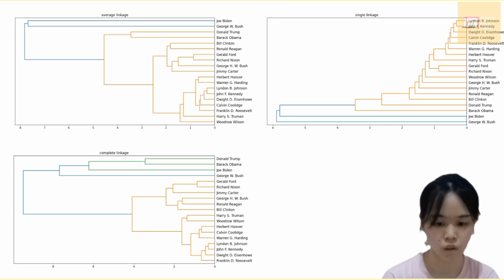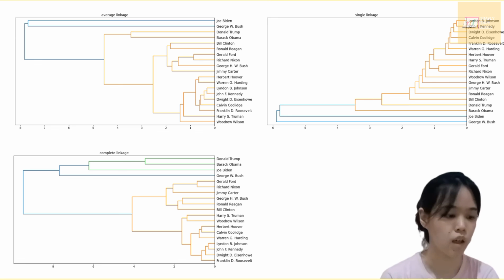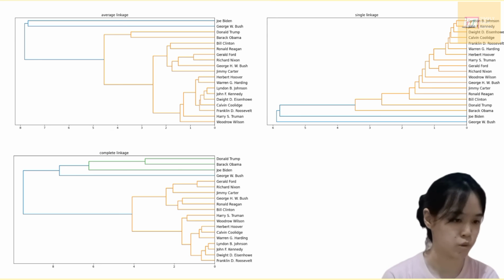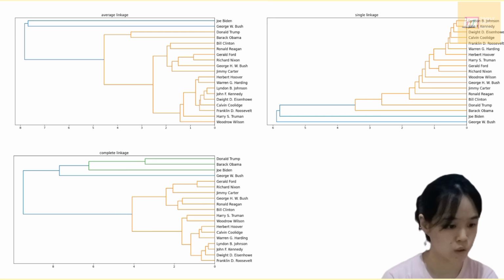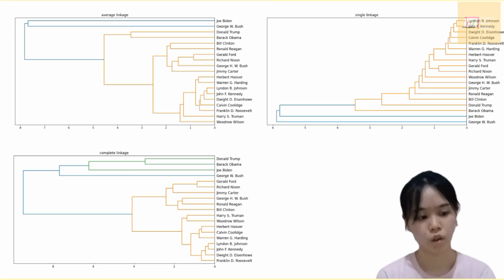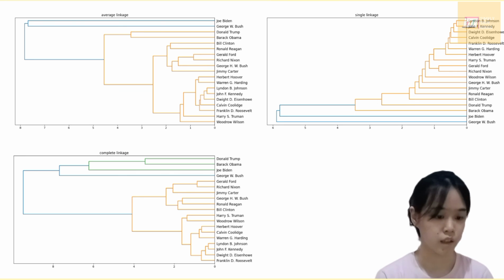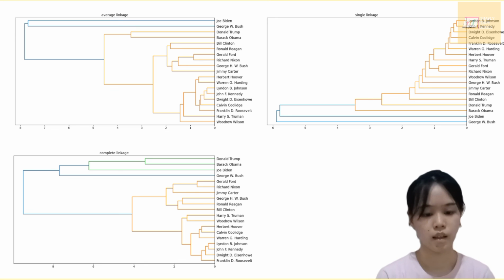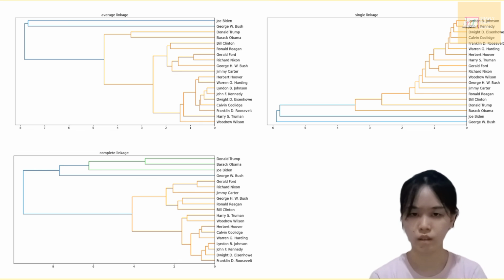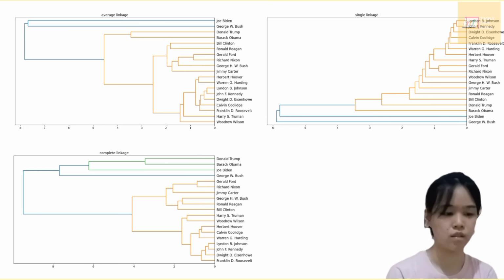In fact, Warren G. Harding was the president from 1921 to 1923, while Herbert Hoover was the president during the Great Depression, which is 1929 to 1933. So maybe we can interpret it, by seeing this dendrogram of the average linkage, as the CPI fluctuation from 1921 to 1923 being kind of repeated in 1929 to 1933.